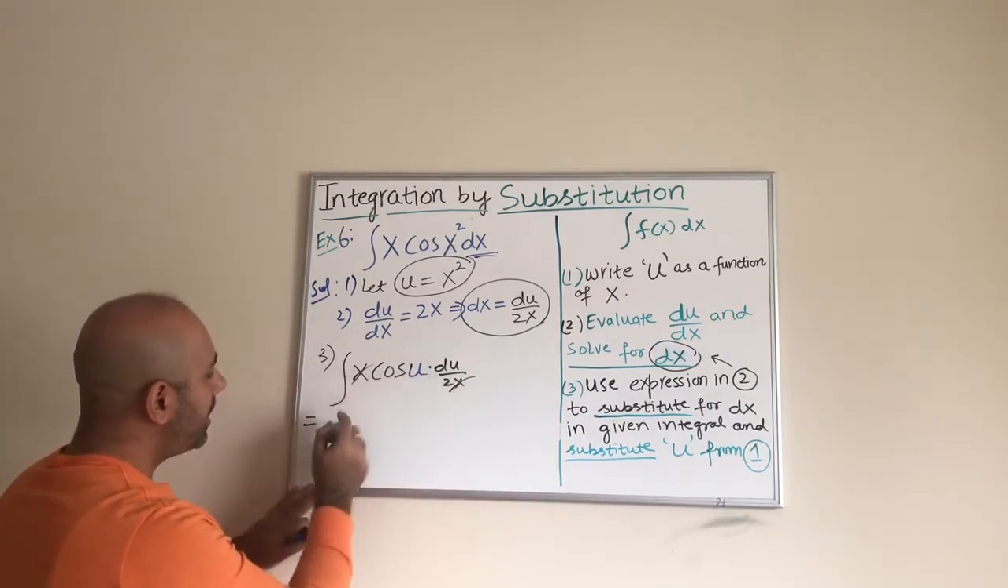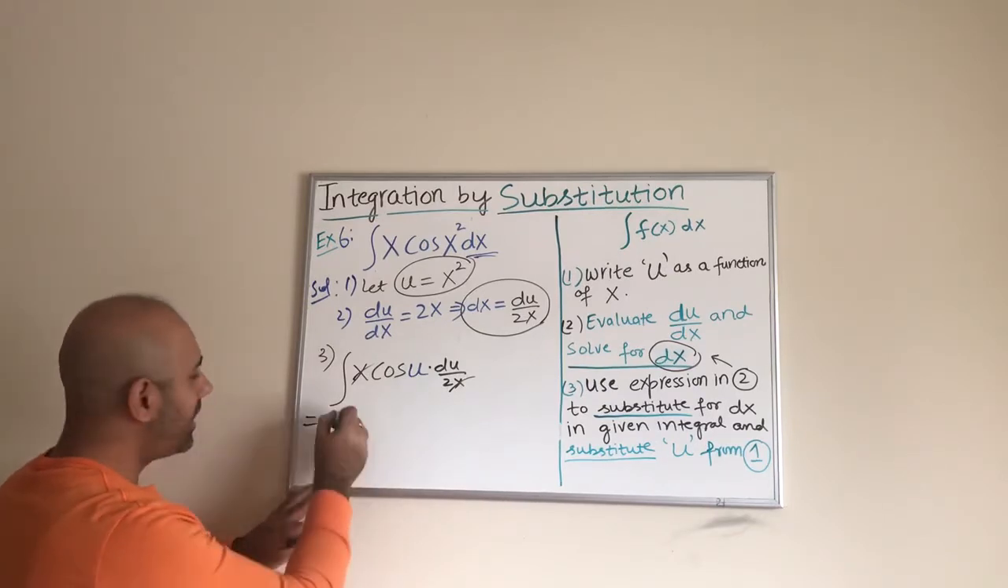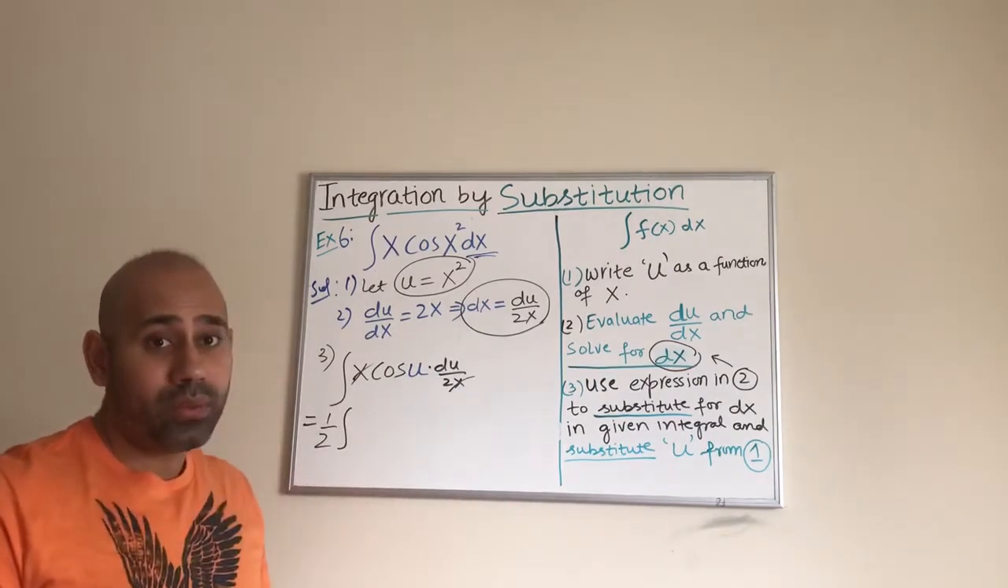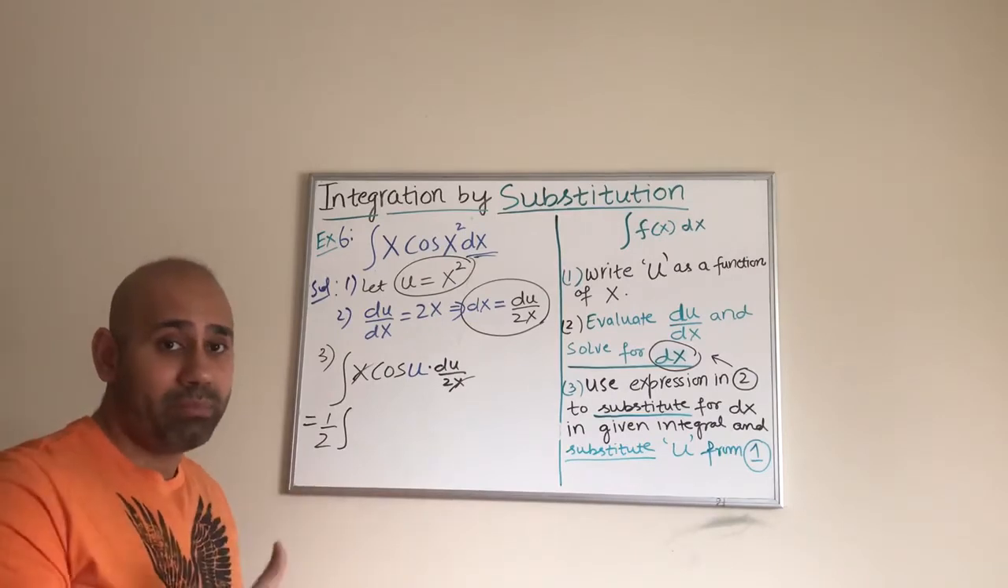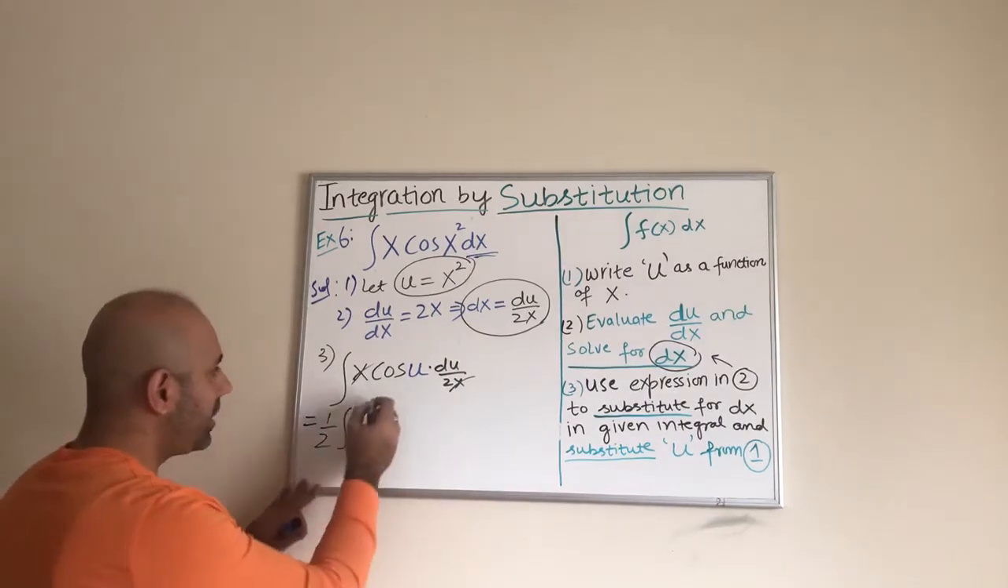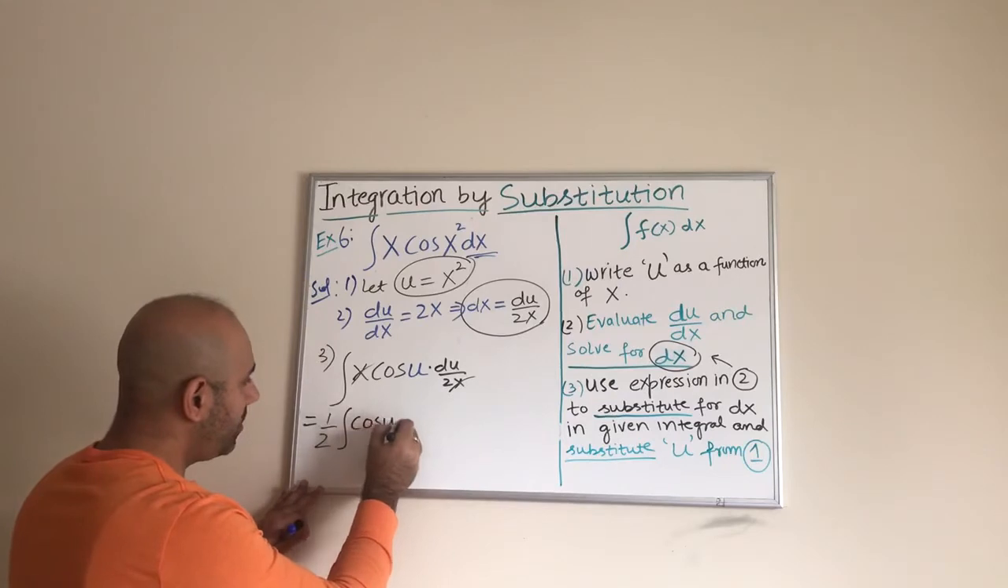You have a 2 in the denominator, so I can just take out that 1/2 outside, because that's what we do with the constants when we are trying to evaluate the integrals. We just simply take them outside the integral sign. So then we are left with only cosine u du.